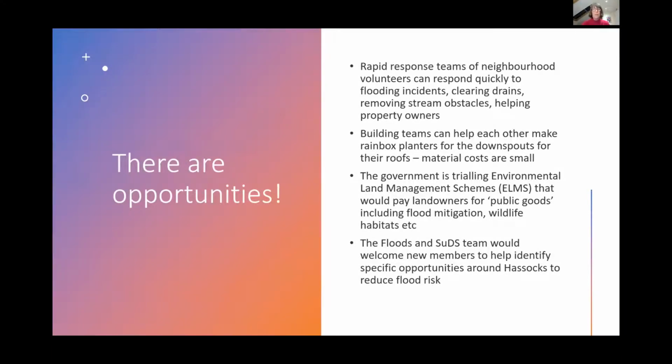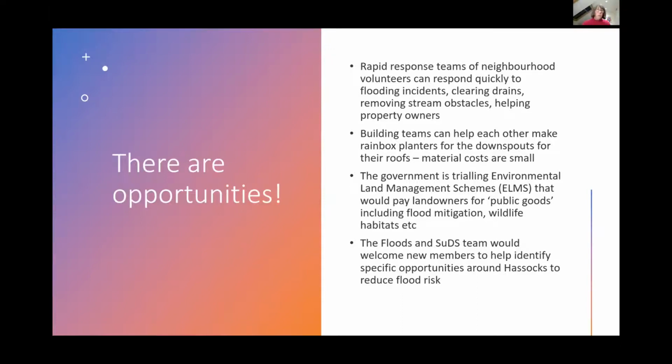There's lots of things that could be done. We could have rapid response teams of neighborhood volunteers who can respond quickly to flooding, clear out drains, remove obstacles from streams, helping property owners who have property through which the stream flows. And we've got a small team already formed around Parklands Road who have already started working on those kinds of things.